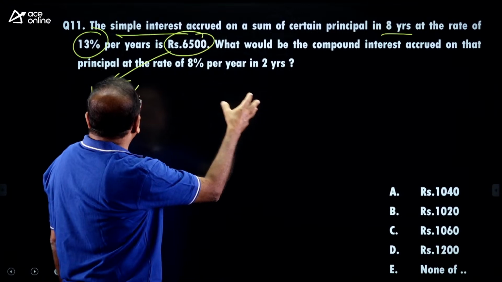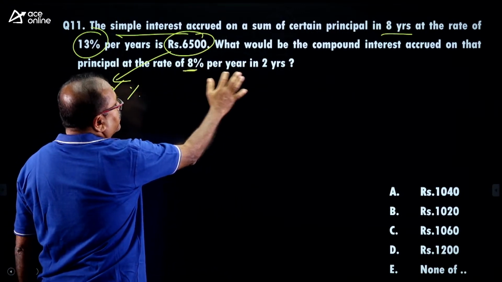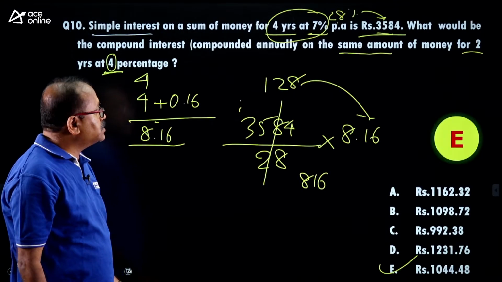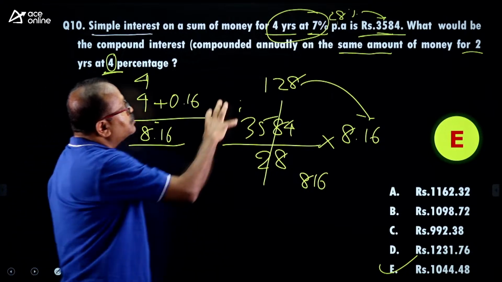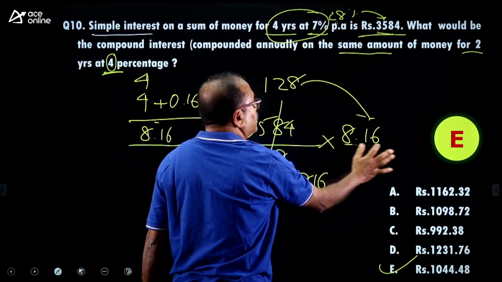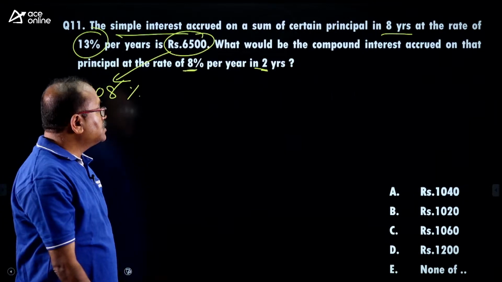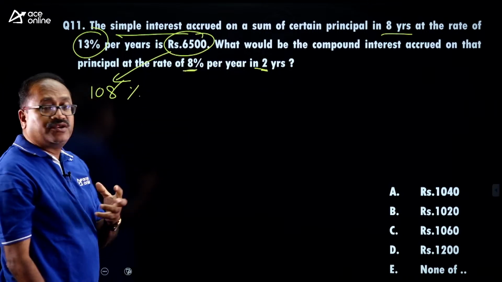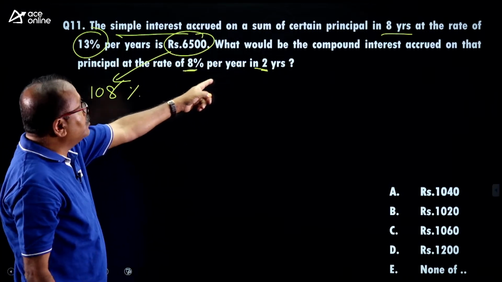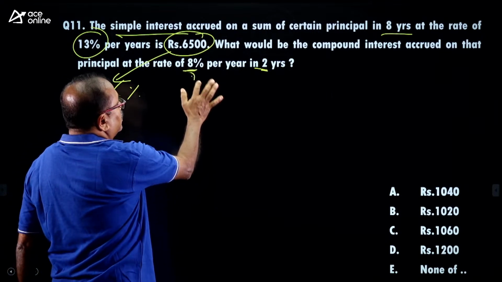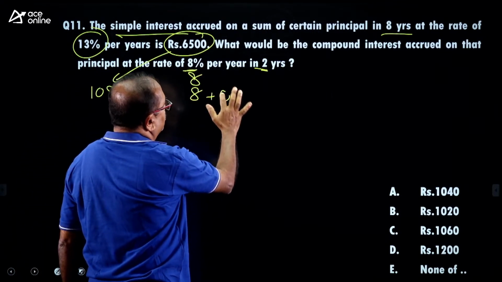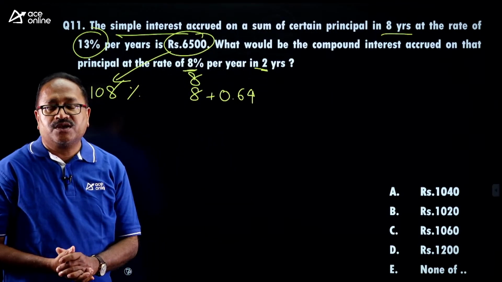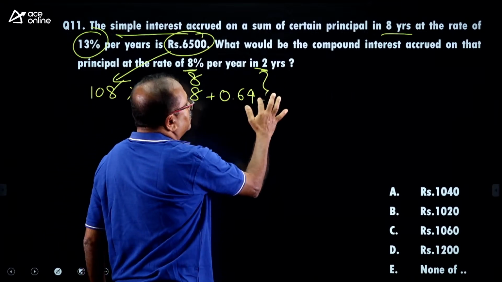What would be the compound interest on that principal at the rate of 8% per annum for 2 years? That means I tried to give you a similar type of question as over here. I already knew 28%, I needed to find out 8.16%. In a similar way here, I already know 104%, I need to find out what percentage? 8% per annum for 2 years, compound interest. So 8 plus 8 plus 0.64, 8 squared is 64. The total is 16.64.